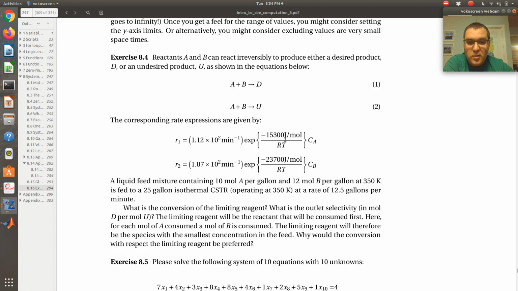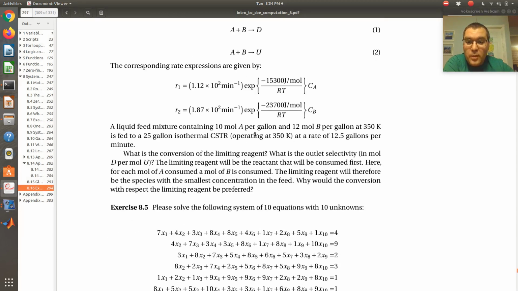We're given our two rate expressions, one that's first order in concentration of A, the second that's first order in concentration of B. We're given the initial concentration of A, so A is 10 molar, B is, so it's not 10 molar, it's 10 moles per gallon. So you can just take 10 moles per gallon to be your units of concentration. B is 12 moles per gallon, temperature is 350 Kelvin.